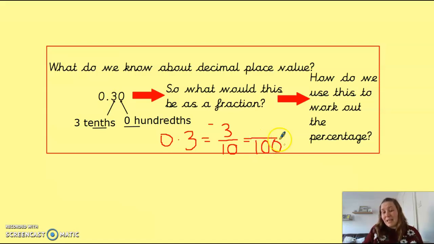So I want my denominator to be 100. Currently it's 10. I have to think, what do I times by to get from 10 to 100? Times 10. Always do the same to the top and the bottom. So I'm going to times my numerator by 10 as well, and I will get 30. Now my fraction's out of 100, I can write it as a percentage. 30 out of 100 equals 30%.